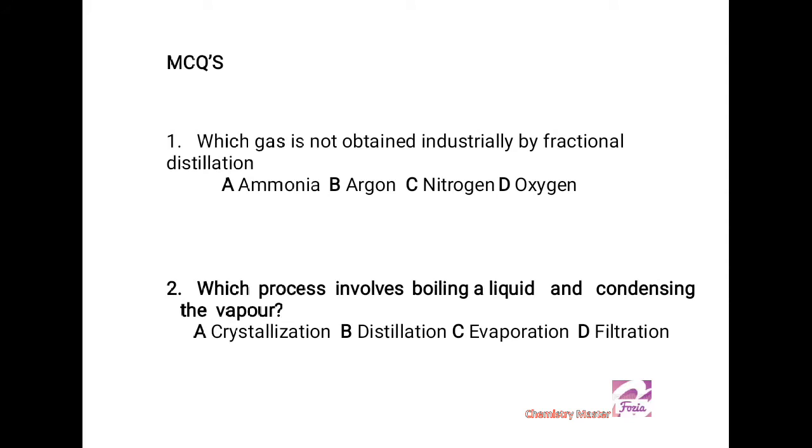The first MCQ is, which gas is not obtained industrially by fractional distillation? The type of distillation is fractional distillation, in which we can separate the mixture into different products in its fractions, in its portions. And the air we are breathing all the time is a mixture of gases. Nitrogen is the major component, which is more than 78% in the air. Then comes oxygen, 21%, and argon. The only gas which is not separated by fractional distillation is ammonia.